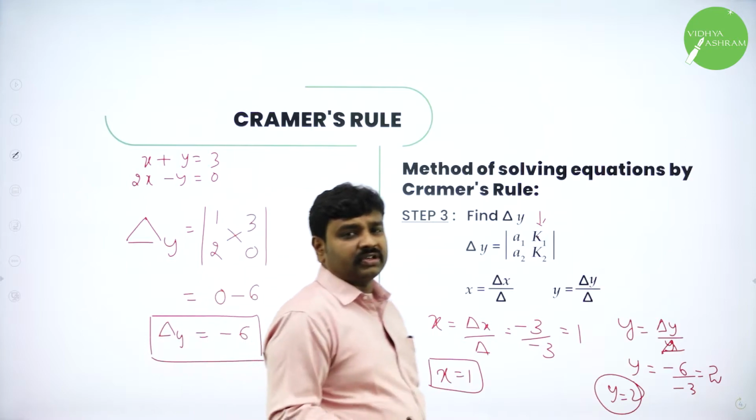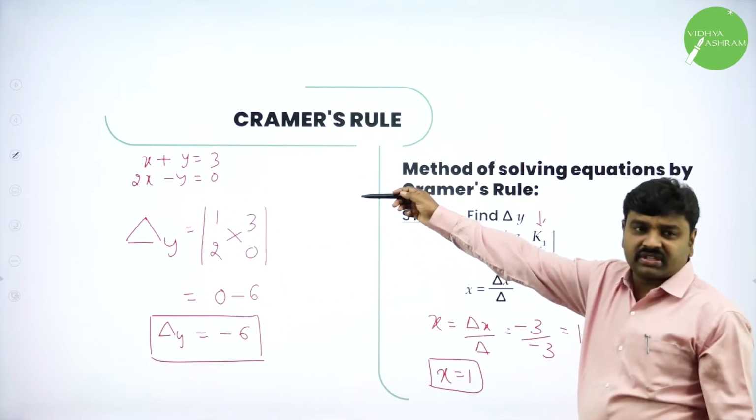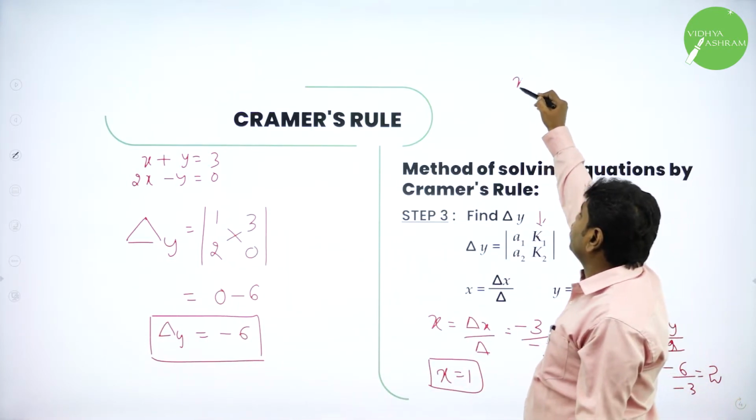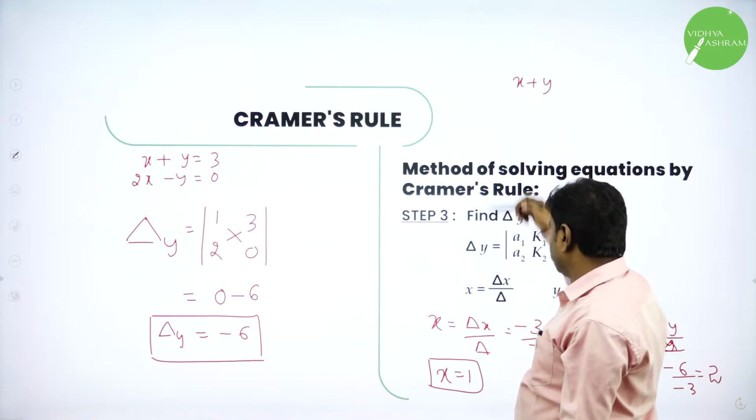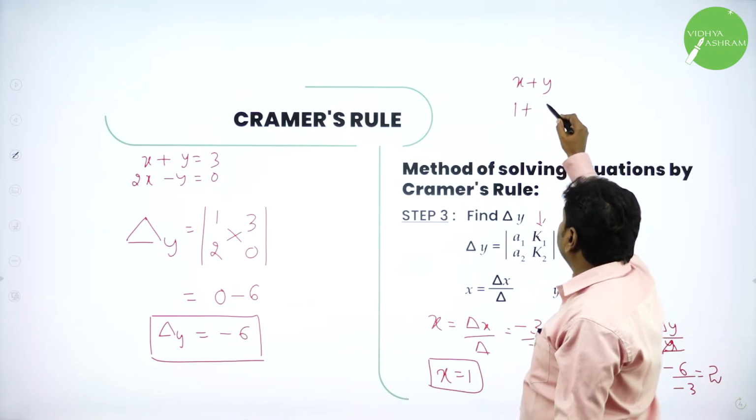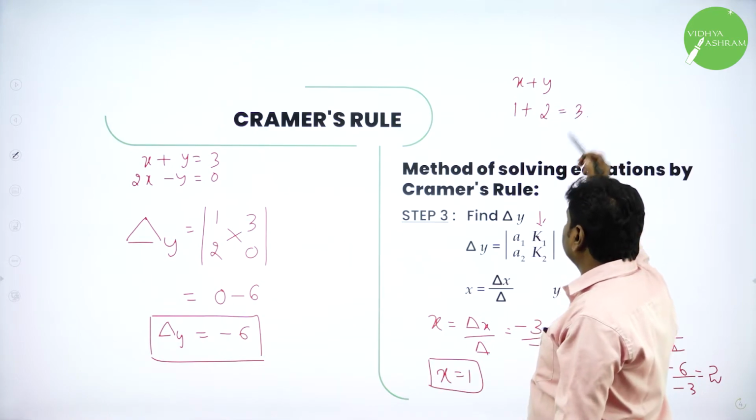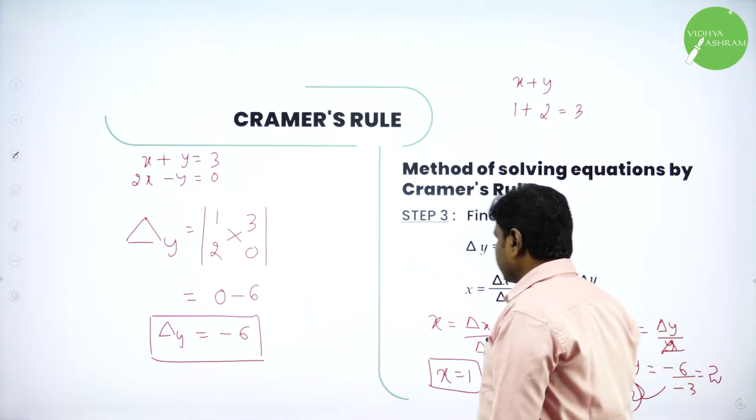And you can do an inspection, means substitute x and y in the LHS of the first equation. What is the LHS of the first equation? x plus y. In that I will put the values I got. x is 1 and y is 2. 1 plus 2 gives you 3. So therefore whatever values you got, they are correct.